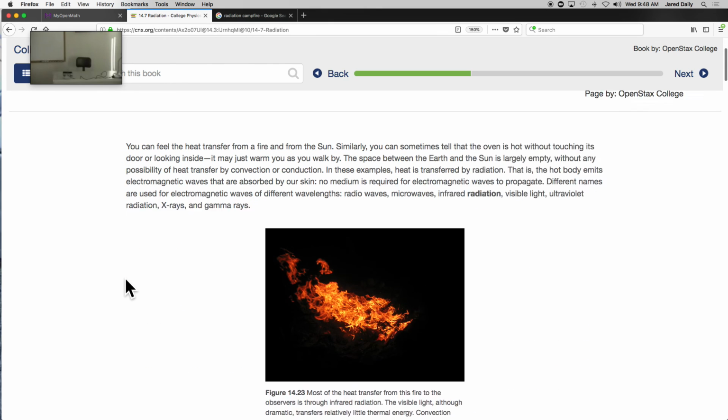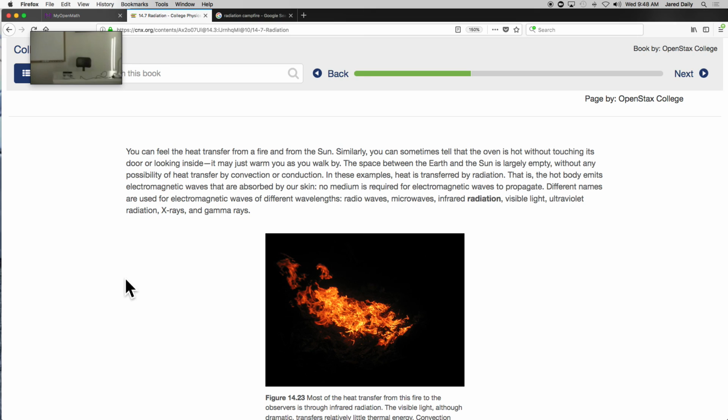Radiation is also interesting because it does not require a medium to travel in. It can travel through things. It can travel through a medium. What has to happen to my screen?